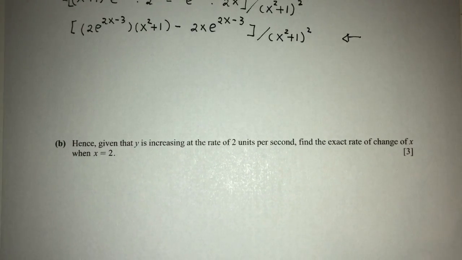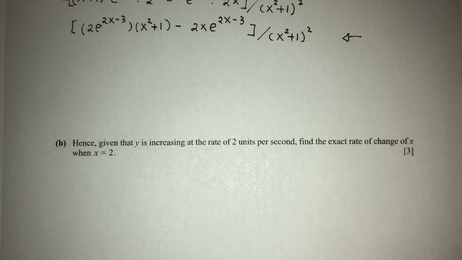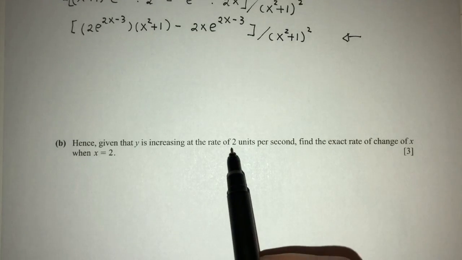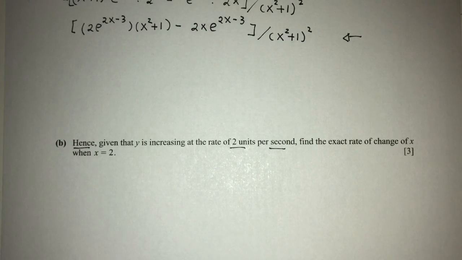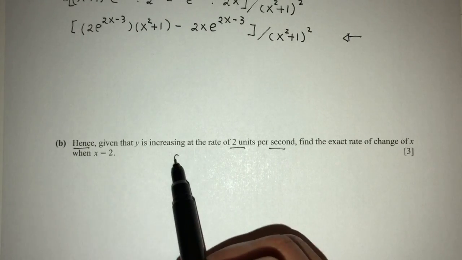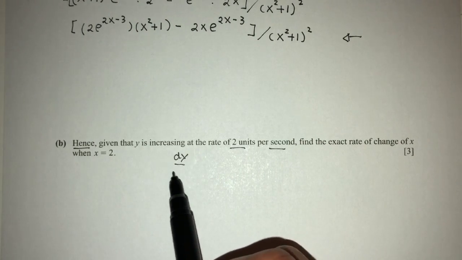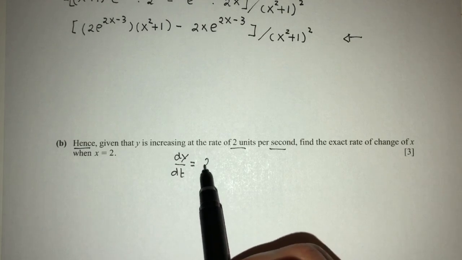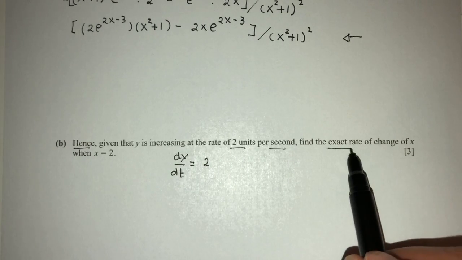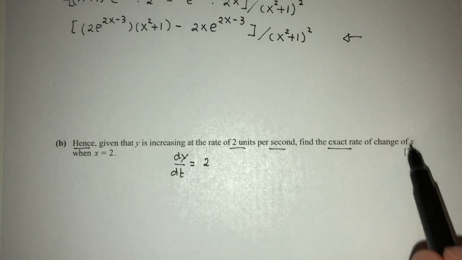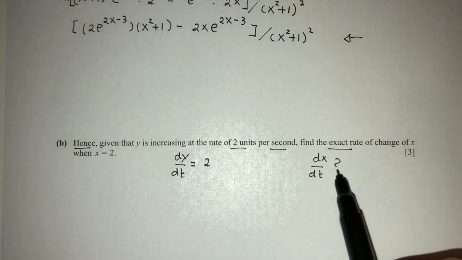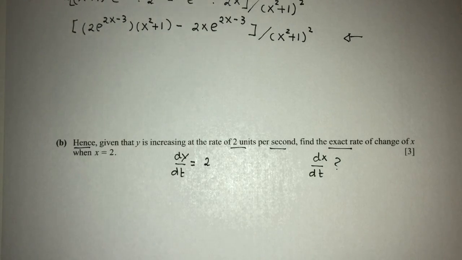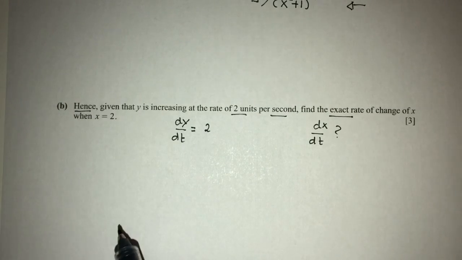Now let's move on to part B. Given that y is increasing at a rate of 2 units per second, we have to use the previous answer again to find this answer. We know y is increasing, so dy by dt is given as 2. We have to find the exact rate of change of x, so we have to find dx by dt. We form an equation here by the chain rule. So how would you find dx by dt?